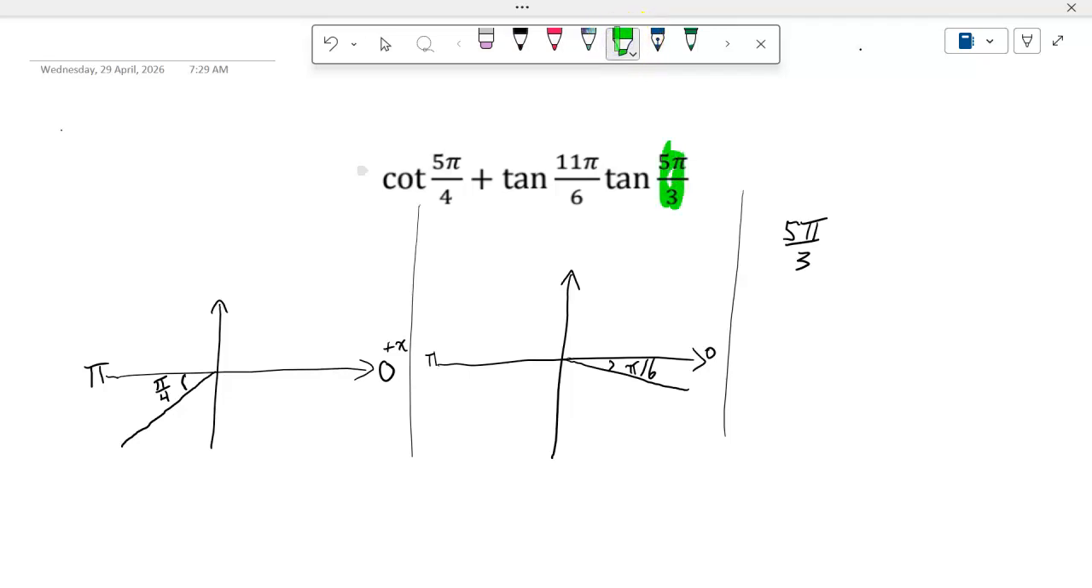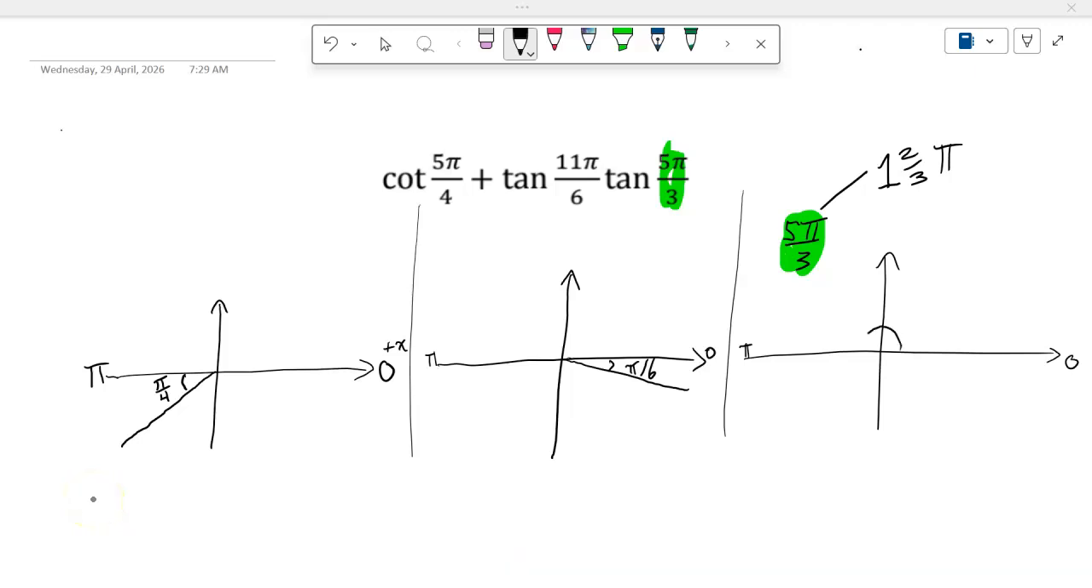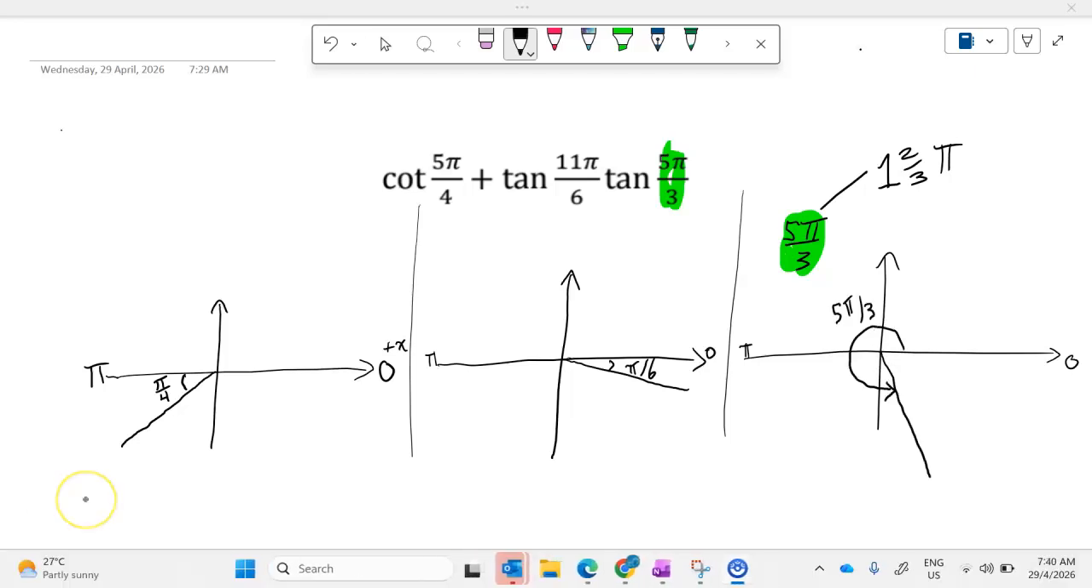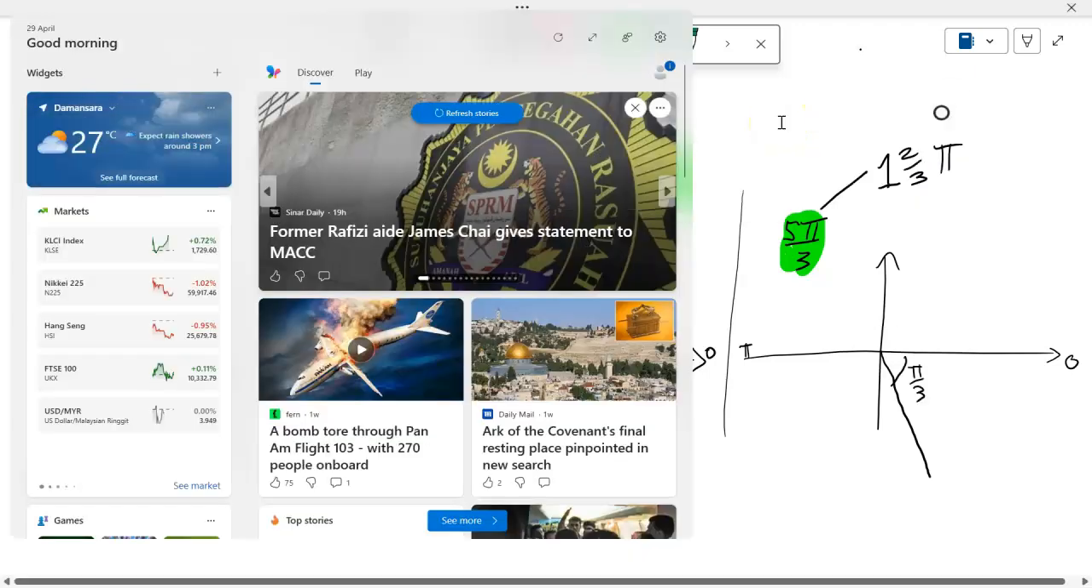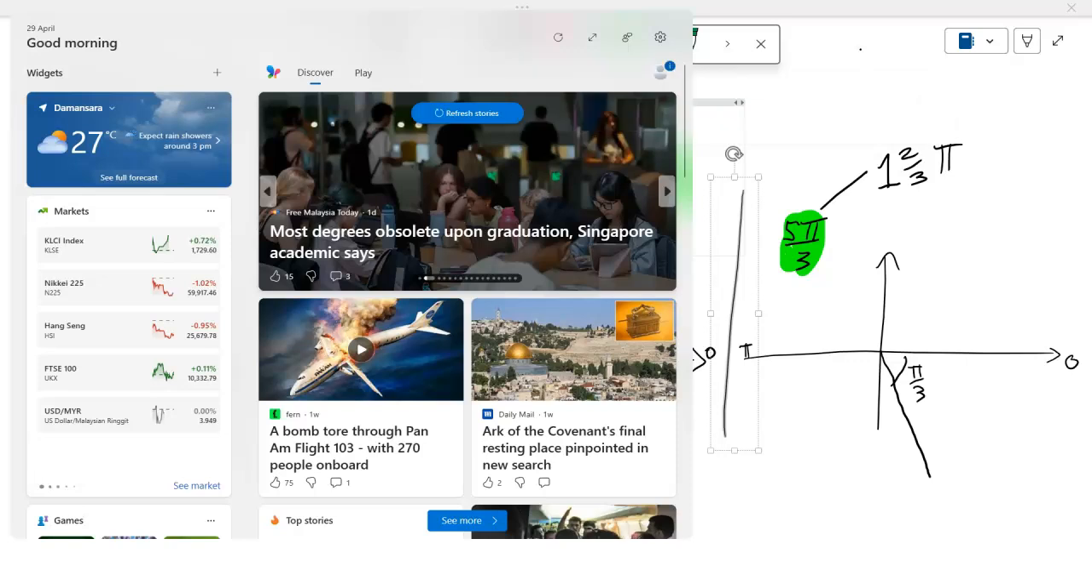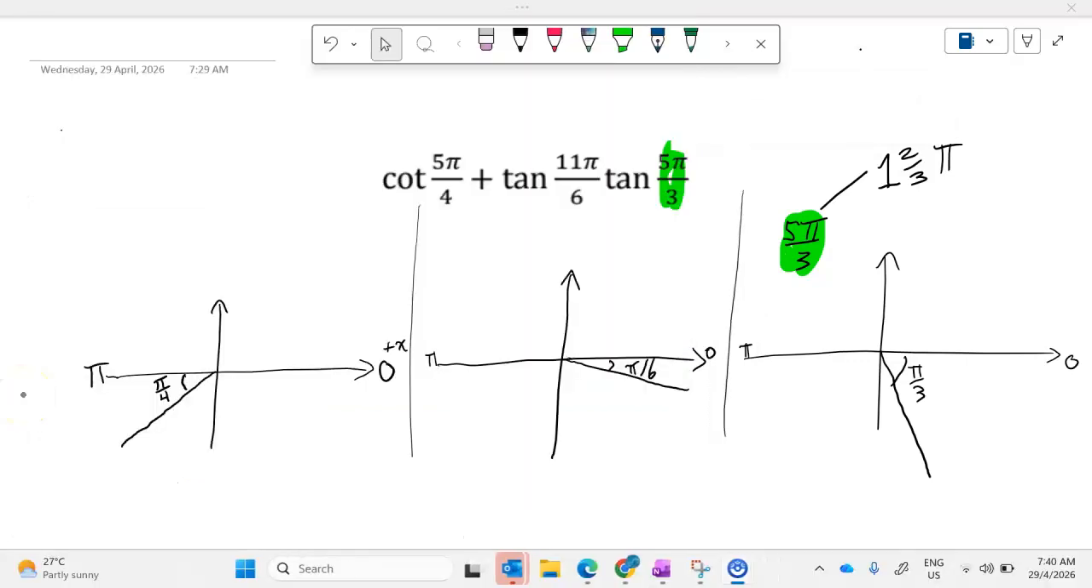Finally, for our last angle, 5 pi over 3, we're going to take a look at this one. That's 1 pi radian plus 2/3. So if I divide this into 3 equal parts, something like this, and then I will continue 2/3 of those parts. So 5 pi over 3 would be this angle. Sorry about the ads popping up. So this angle, which means my acute angle will be pi over 3, with respect to the x-axis.